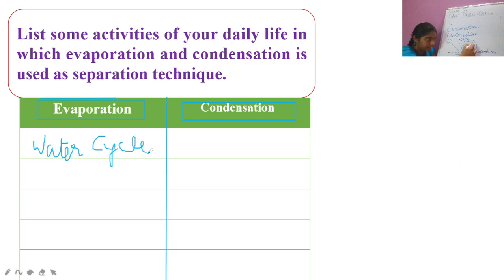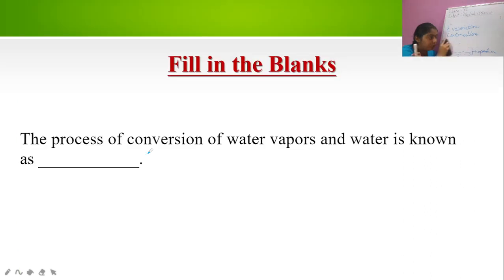Okay. Now students, the process of conversion of water vapors into water is called what? What is the process which helps you convert the water vapors into water? What is that called? Write down your answer in the comment box. Yes, very good. So that is called condensation.